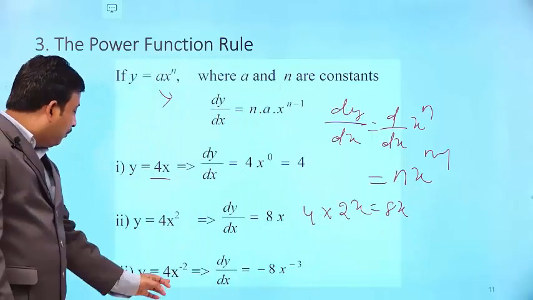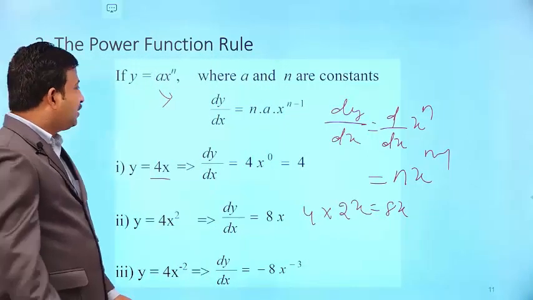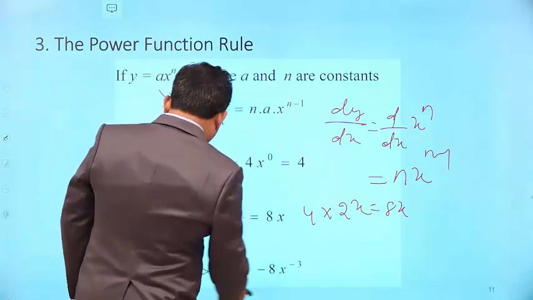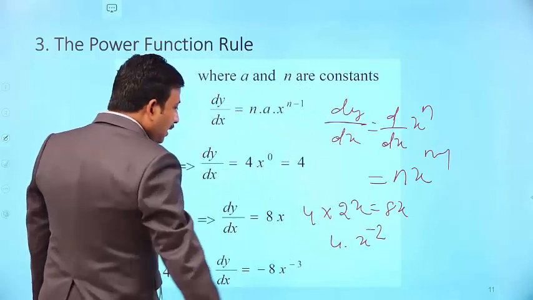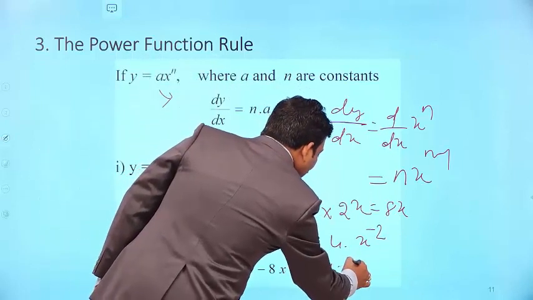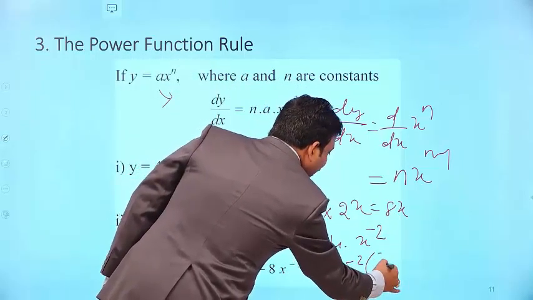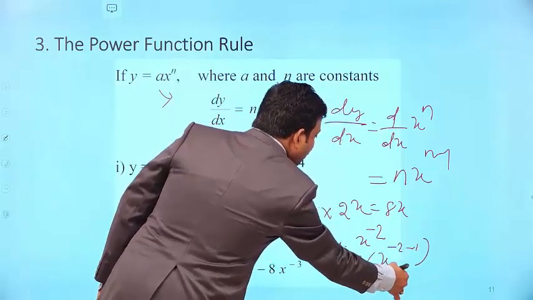Similarly, if y equal to 4 into x to the power minus 2. So what will happen? 4 into x to the power minus 2 gives 4 into minus 2 into x to the power minus 2 minus 1.